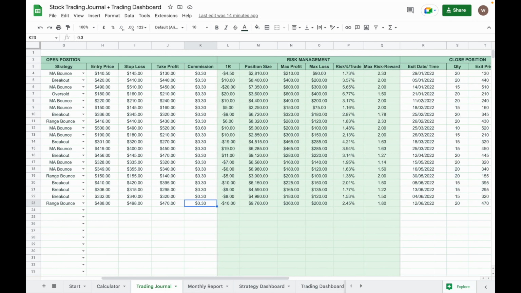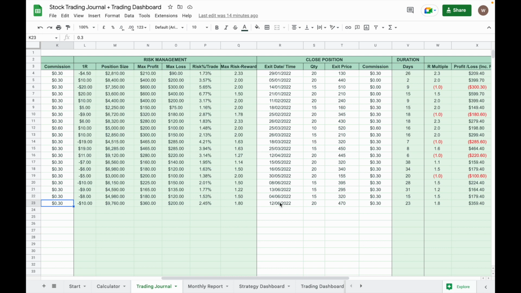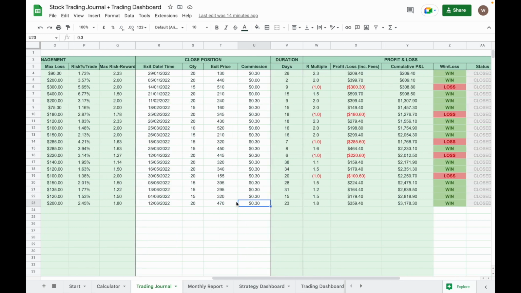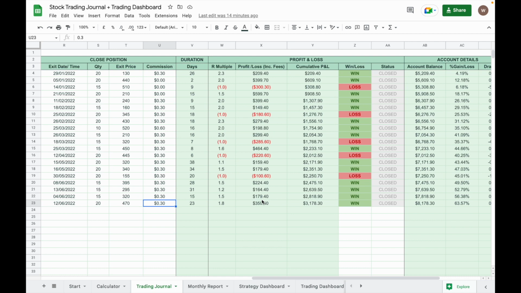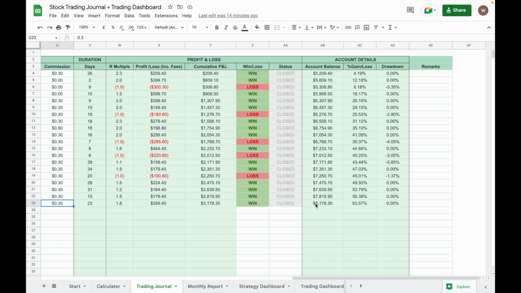When you close the trade, you also key in the data here, such as your exit date, the number of shares you close, your exit price, and your commission. As you can see here, the light green cells will automatically calculate your risk management, such as your maximum profit, maximum loss, risk percentage per trade, your maximum risk reward ratio, and also your duration, how many days you were in the trade, and your profit and loss statistics such as your R multiple, your profit and loss including the commission, your cumulative P&L, and lastly your account details.